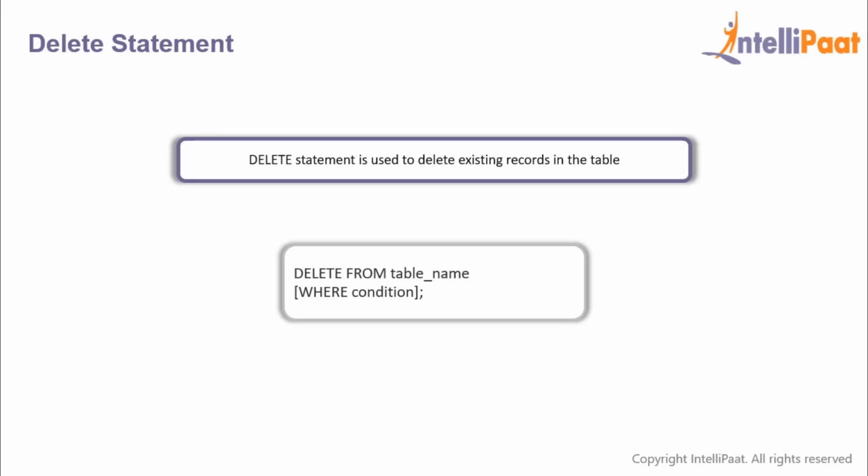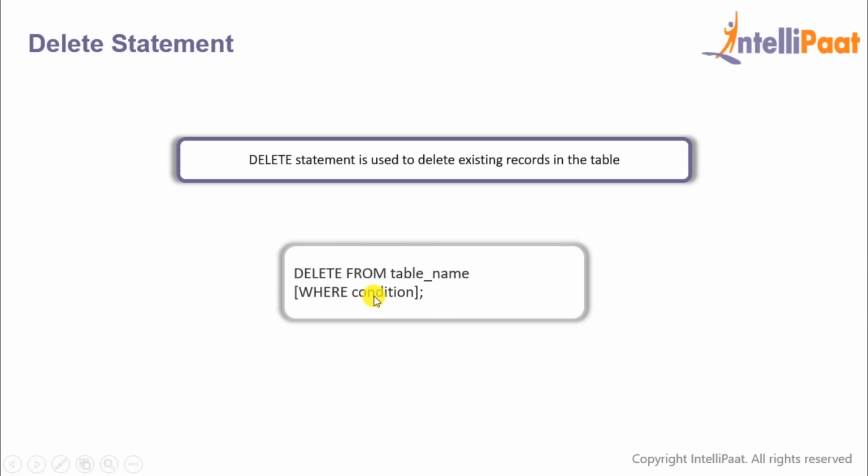So the delete query is basically used to delete or remove one or more existing records in the table. So let's have a look at the syntax. We'll start with the delete keyword and then put in the keyword from. Then we specify the name of a table. After that, we'll specify the where condition, but that's optional.